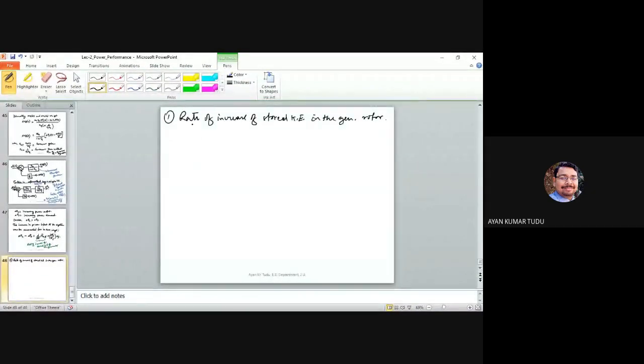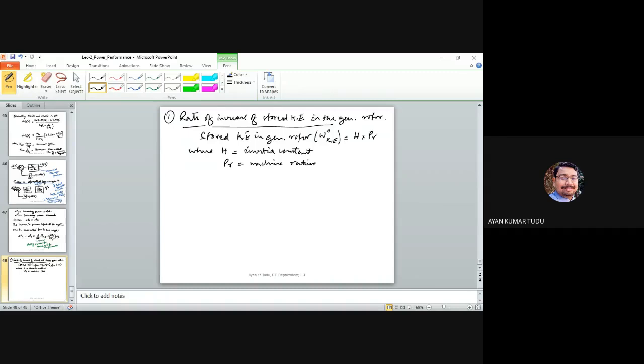The stored kinetic energy in the generator rotor is given as W naught KE, which is equal to H into PR megawatt seconds. Where H is nothing but the inertia constant, and it is in seconds, and PR is obviously the machine rating in MVA. So this is in MVA and this is in seconds, so this is megawatt seconds.